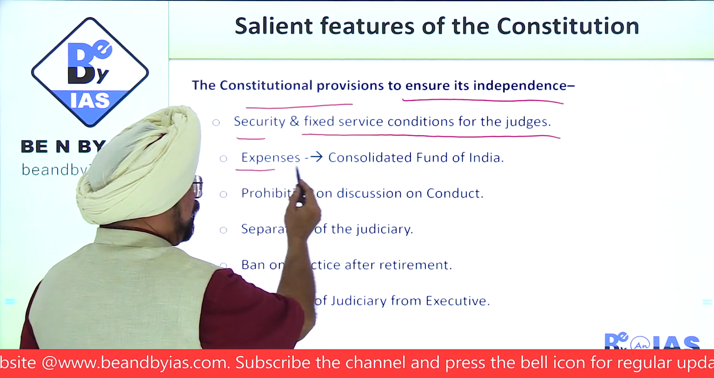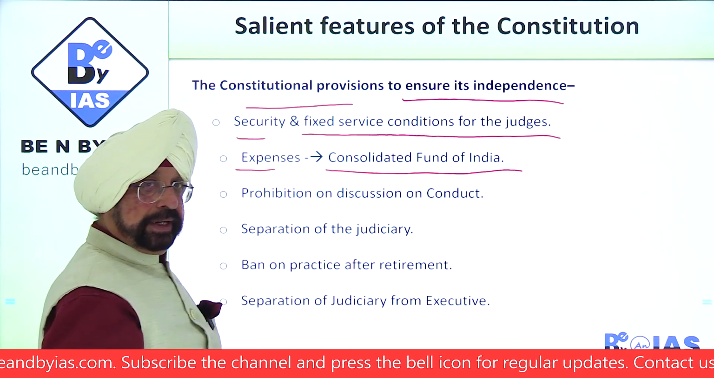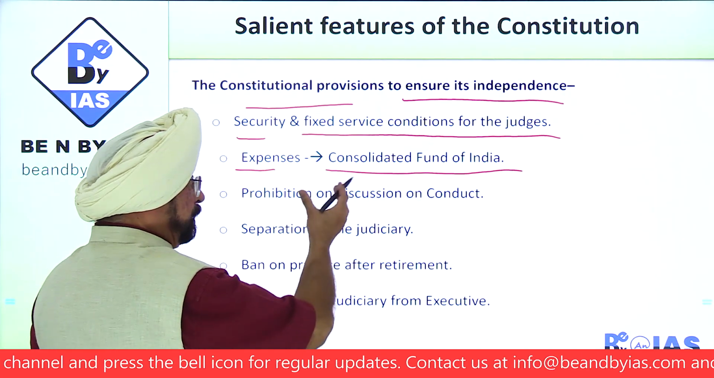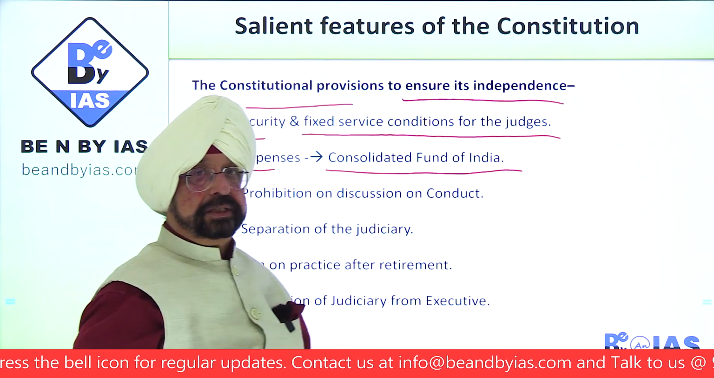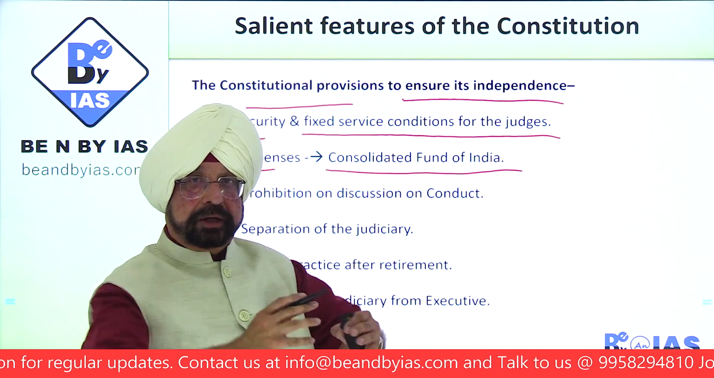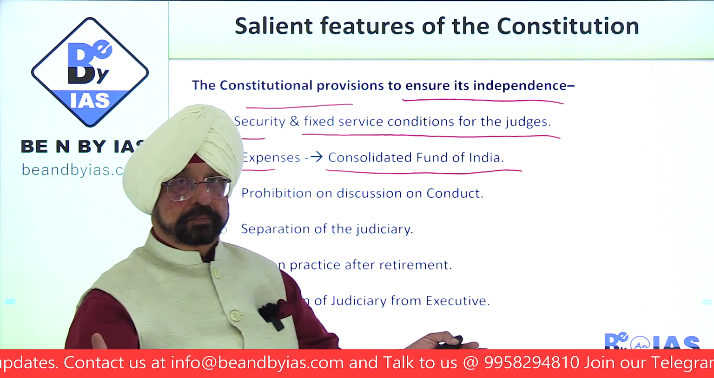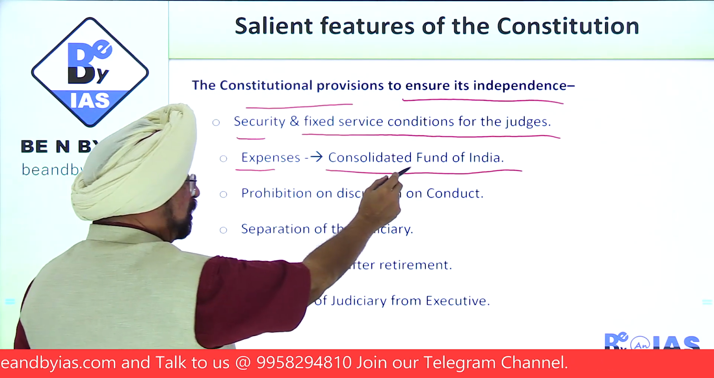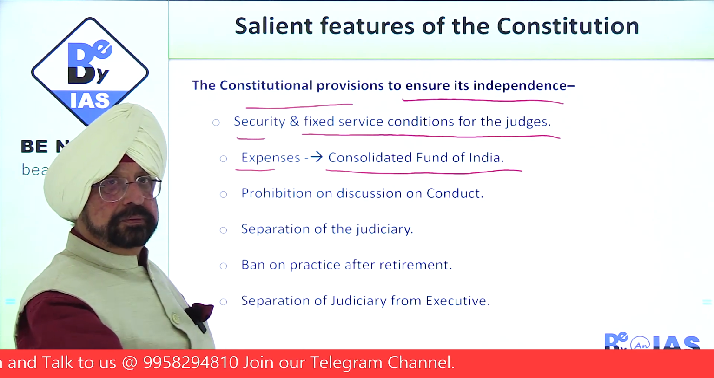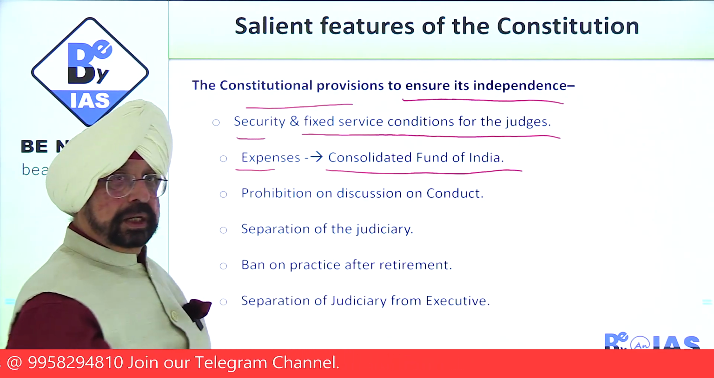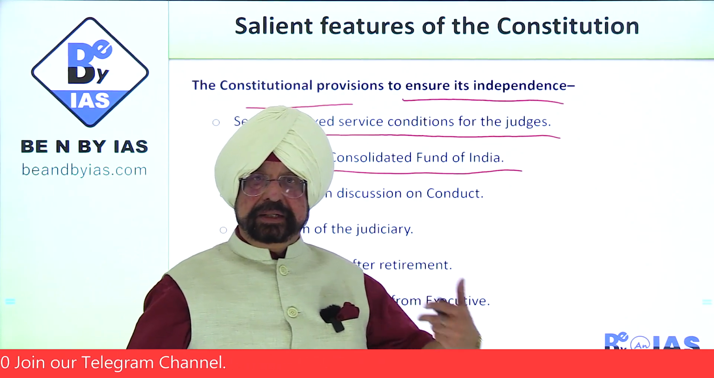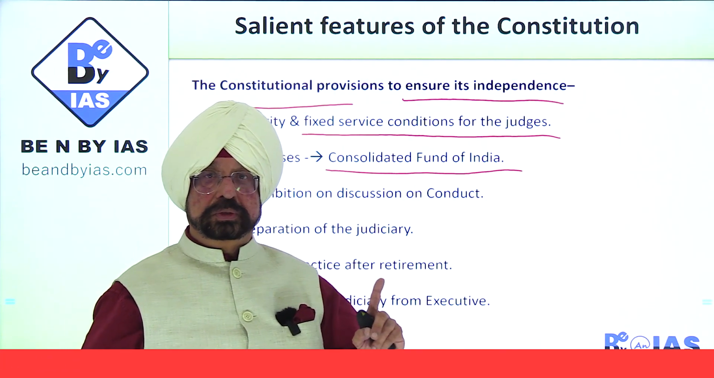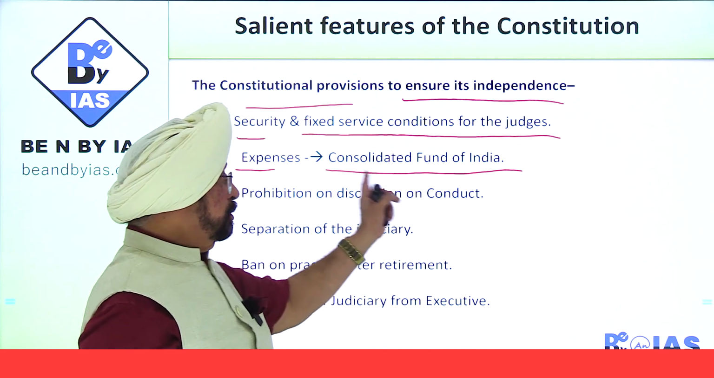Now, their expenses are met from the Consolidated Fund of India. We will study this when we study that part of the Constitution. It is basically the Consolidated Fund where all the revenue comes and all the expenditure is incurred. So, from that Consolidated Fund, the expenses relating to judiciary are spent. That gives another form of security and independence, because for meeting their expenses, they don't have to look for other sources. There is one single source, that is the state, through its consolidated fund.